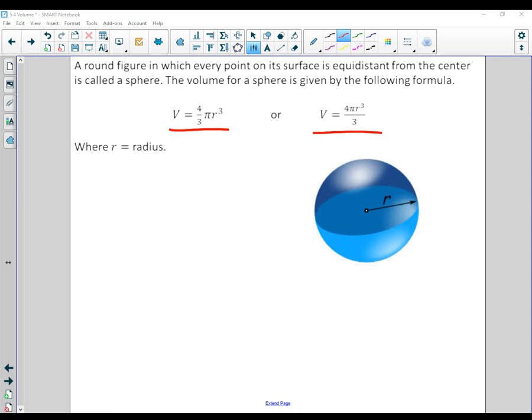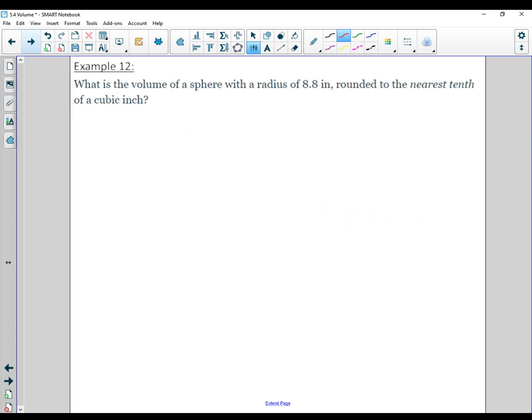And then, as always, r is the radius, which is half the distance from the center to the edge. Diameter would be all the way across, and so on. First example is the volume of a sphere with a radius of 8.8 inches to the nearest tenth of a cubic inch. So we want the volume equals 4 pi r cubed all over 3.